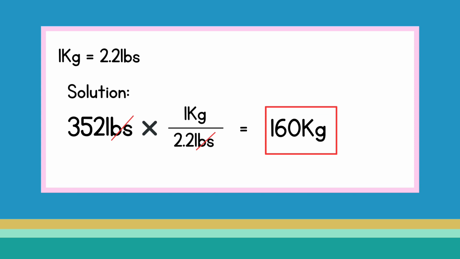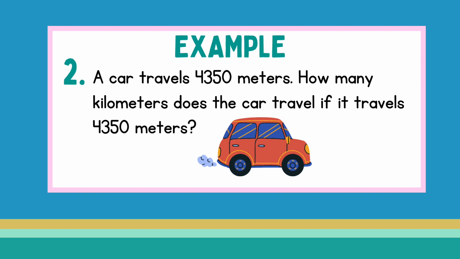352 pounds times 1 kilogram over 2.2 pounds is equal to 160 kilograms. Cancel the unit that is the same so we can get the unit of kilogram. So in 352 pounds, there are 160 kilograms. I'm going to give another example so that you can understand it more. Now let's proceed to example number 2.